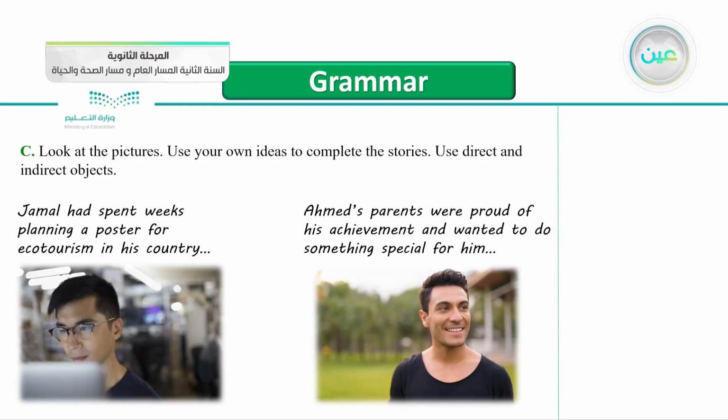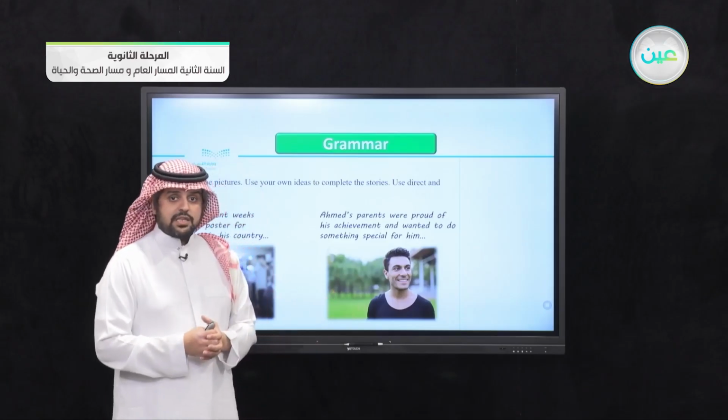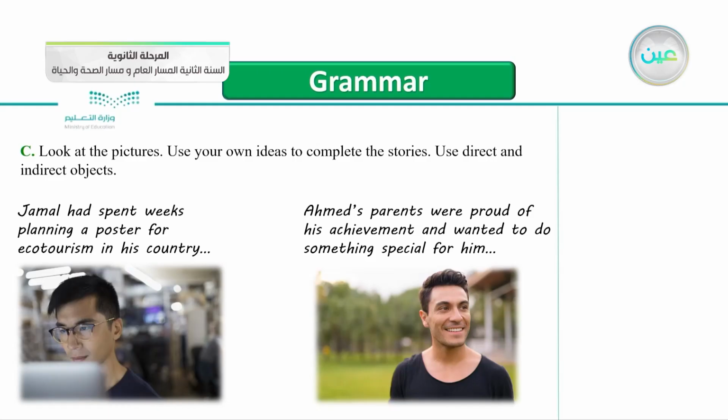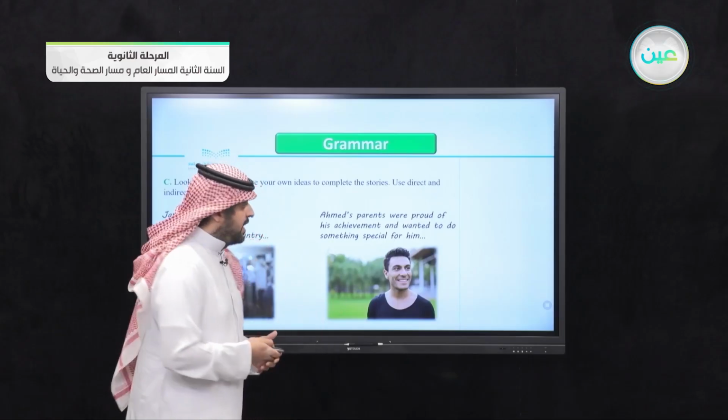We have Jamal and Ahmed. Jamal had spent weeks planning a poster for ecotourism in his country. So try to make up a story about Jamal making a poster about ecotourism, and remember to use direct and indirect objects. On the other picture here, Ahmed's parents were proud of his achievement and wanted to do something special for him. Maybe his achievement was that he graduated from high school, from university. So try to make up a story about Ahmed, and remember to use direct and indirect objects.